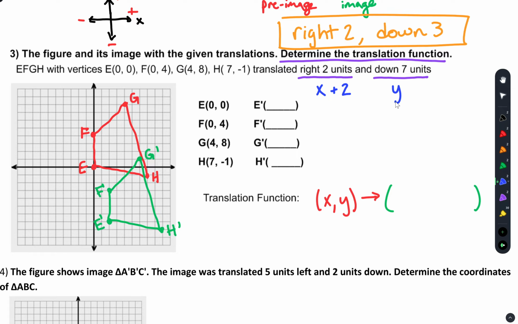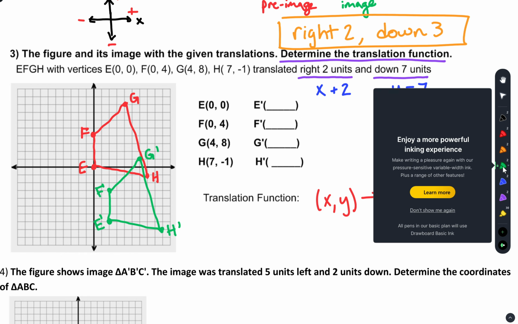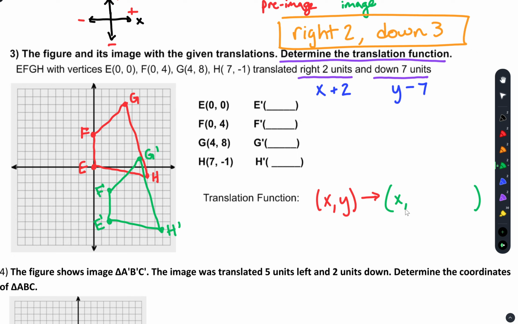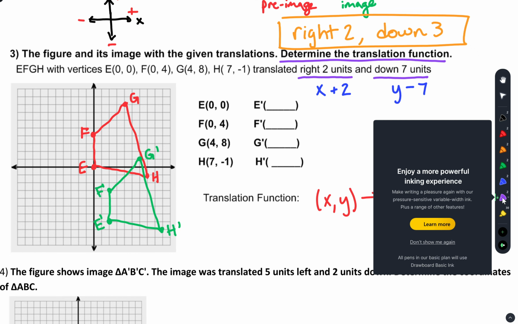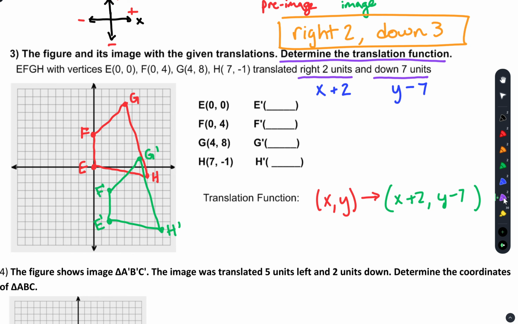Downwards represents our y-axis, and down is a negative 7. So our new transformation function would be (x + 2, y - 7). Now, the interesting thing is that you can write your transformation function first and get your new coordinates. So if I start with E at (0, 0), if I do plus 2 to the x, I get a 2, and minus 7 to the y, I get a negative 7. You'll see that that lines up exactly with where E prime was when we graphed it first. So that's a really good way for us to tell.